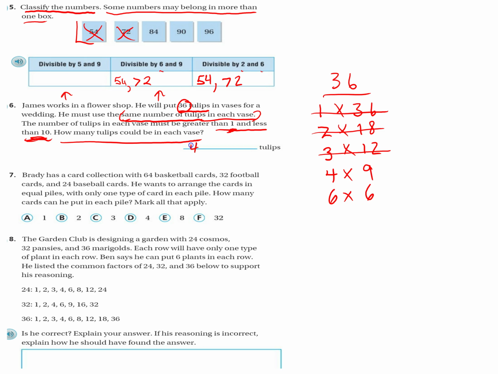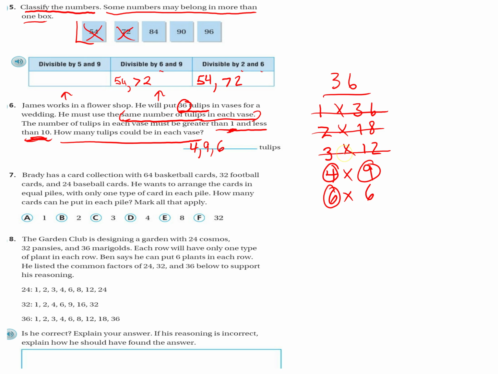There could be 4 tulips in each vase. There could be 9 tulips in each vase. And there could be 6 tulips in each vase. See, I'm just using the factors left over that are greater than 1, but less than 10. So that's the key. On the test, it's just going to be a different number, but you're going to be doing the same thing.